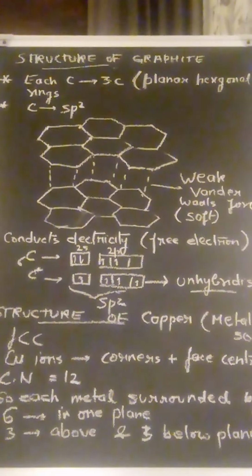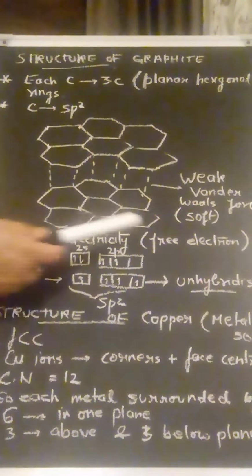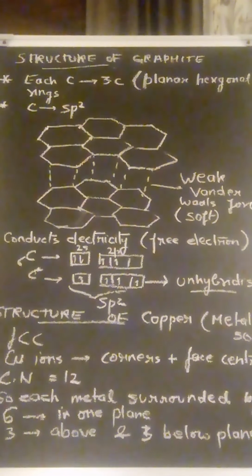In another way also it is different from diamond. It conducts electricity, right? But diamond does not conduct electricity. So it conducts electricity because of free electrons in it. Now how does it have free electrons? This we can understand by understanding its hybridization.